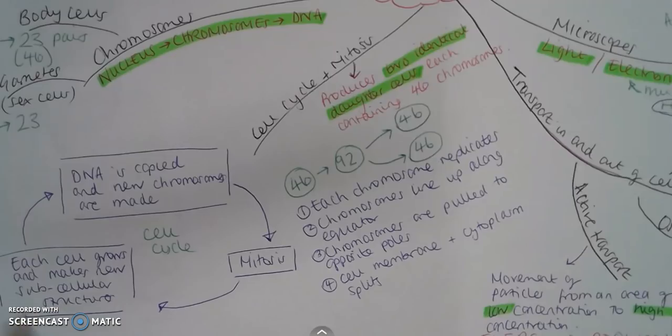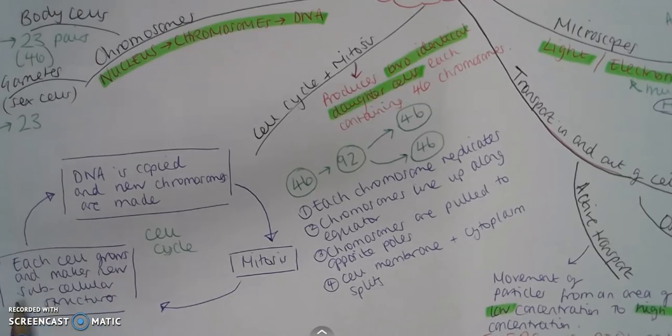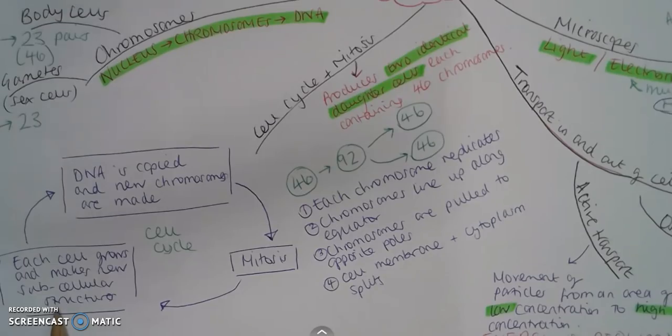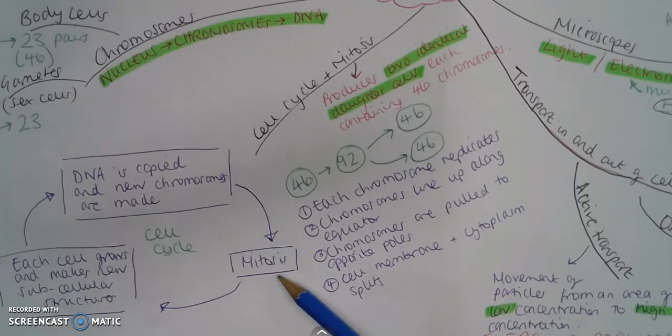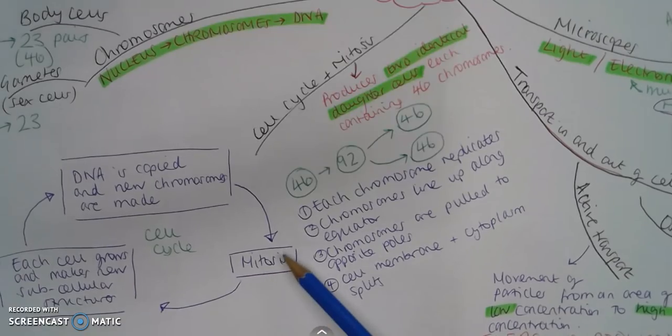So if we look at this box first of all, one really important part in the cell cycle is that each cell is going to grow and it's going to make new subcellular structures. Then the DNA is going to be copied, so every chromosome is going to replicate itself. And then mitosis is the third step in the cell cycle, where that division of the chromosomes, the cell membrane and the cytoplasm actually occurs, and then the daughter cells are formed.